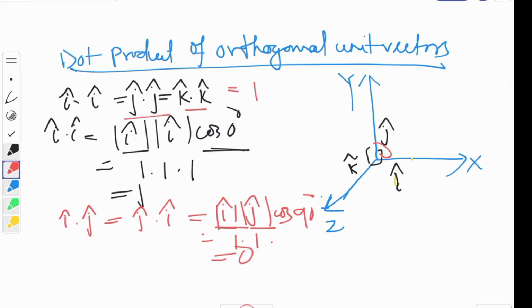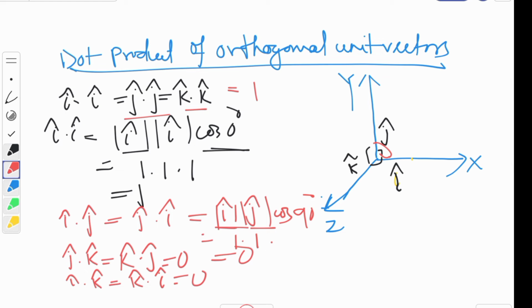That means what we are getting? I dot j, j dot I is 0. Or you can say j dot k, k dot j is also 0. Or you can say I dot k, k dot I is also 0.